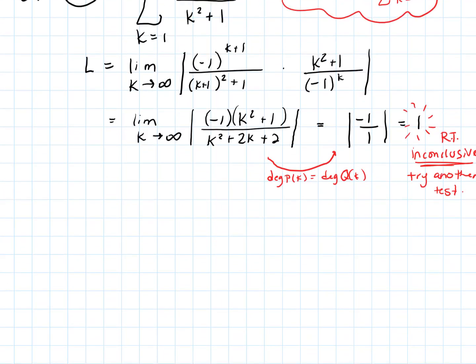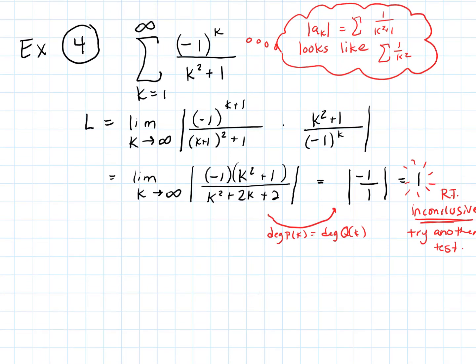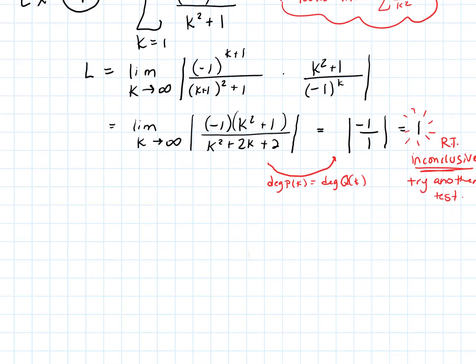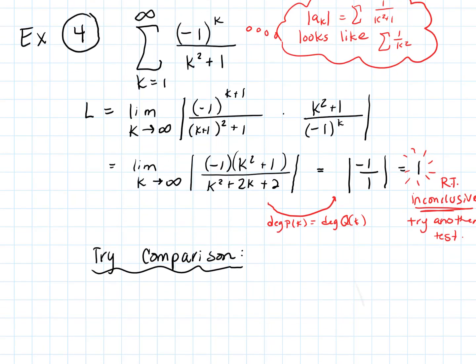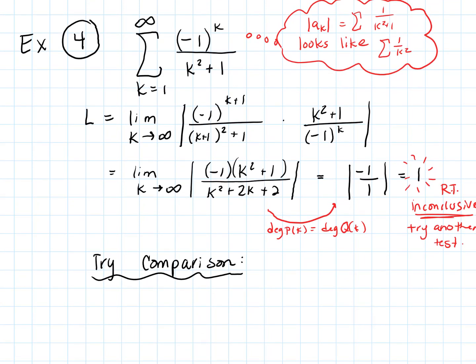Now remember, we're trying to find convergence, but we have to classify it as either absolute or conditional. So on this series, let's try comparison. Technically you could go with the alternating series test, but I want to look at the absolute value of this thing first. So let's try comparison.